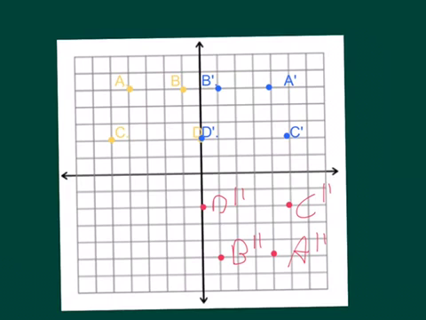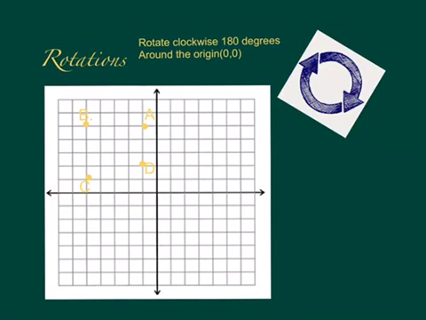The new coordinates for these are A, 4, negative 5, B, 1, negative 5, C, 5, negative 2, and D, 0, negative 2. On to rotations.